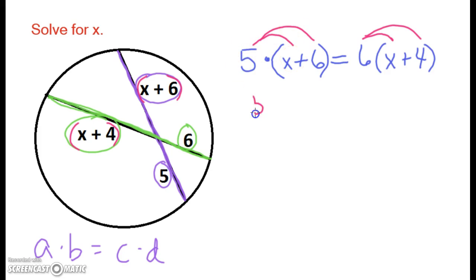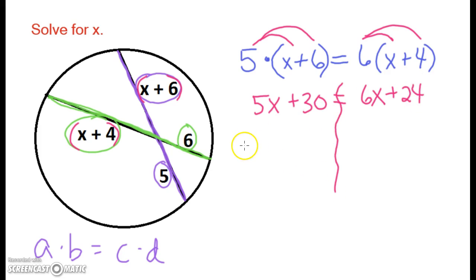5 times x is 5x. 5 times positive 6 is positive 30. And on this side, 6 times x is 6x, and 6 times positive 4 is 24. All right, so now we just keep solving the equation. So I will subtract 5x from both sides. That goes away. I get 30 is equal to 6x minus 5x, which is x plus 24.